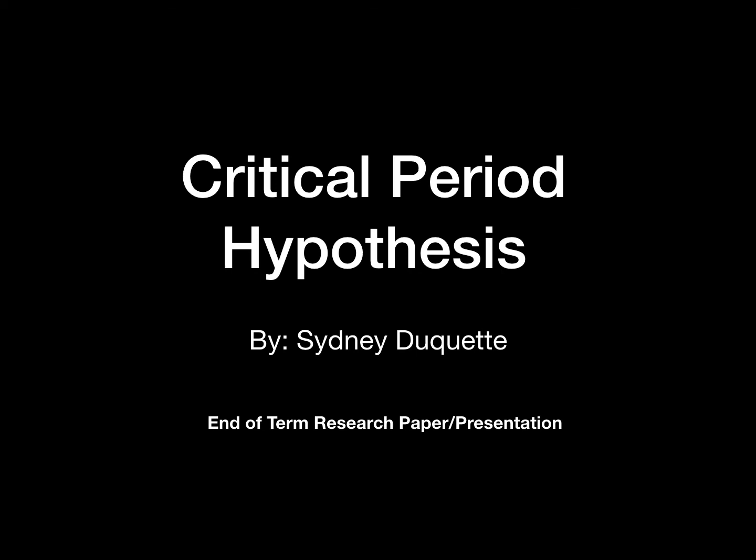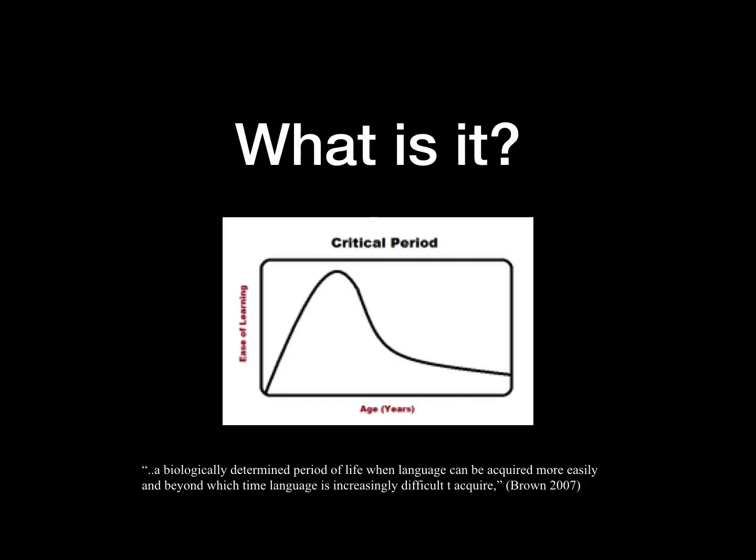For my end-of-term research paper or presentation, I decided to research the critical period hypothesis. The critical period hypothesis was created by Eric Lenneberg in 1967. It is a hypothesis that states there is a biological time that is most appropriate and most efficient to acquire or learn a second language.